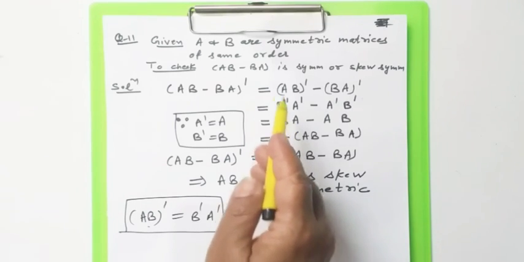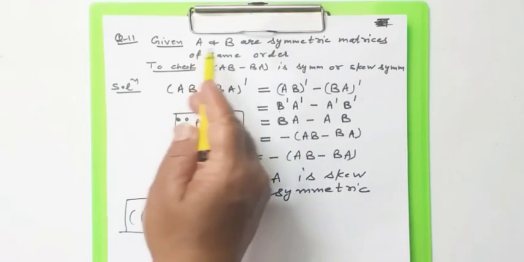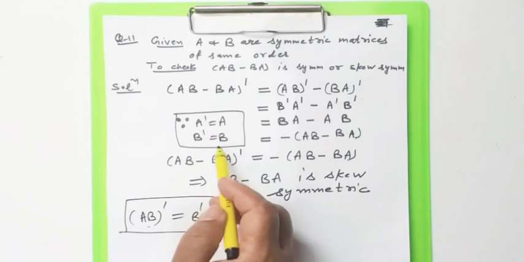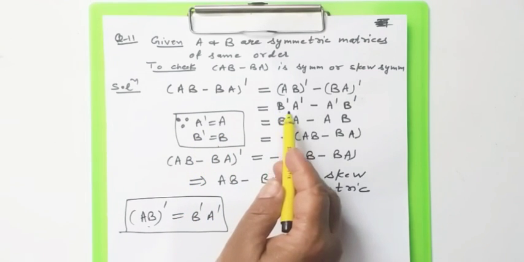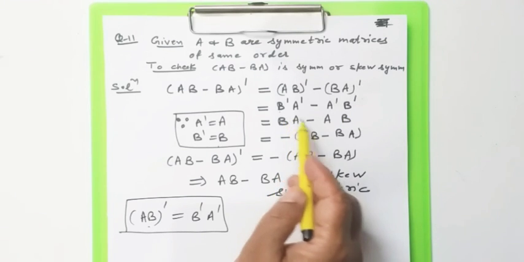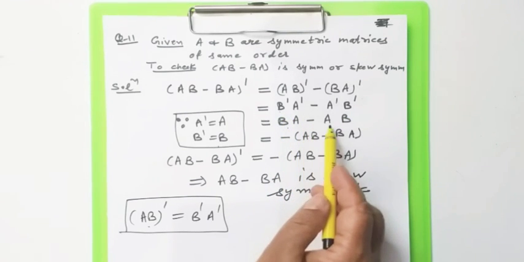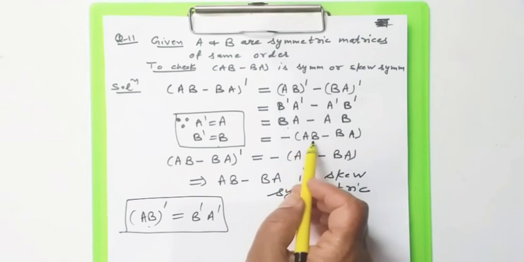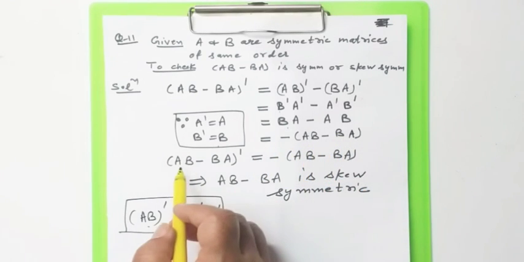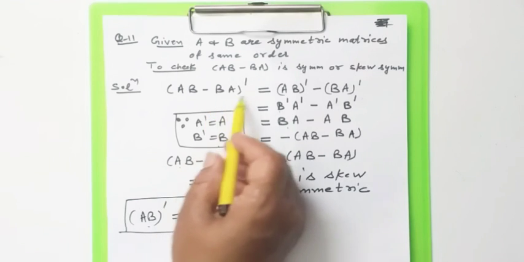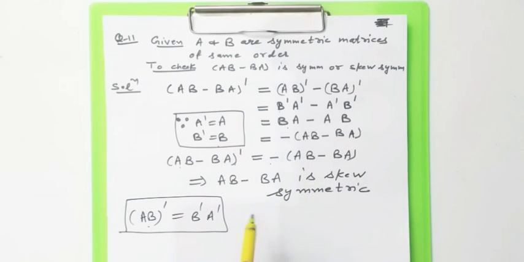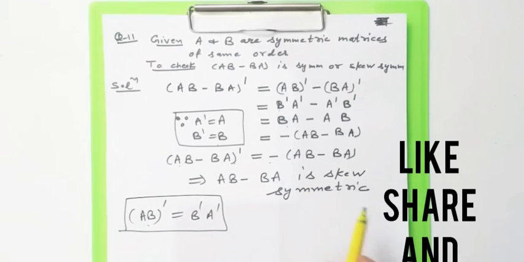Now we already know it is given to us in the question that A and B are symmetric matrices. That means A transpose is A, B transpose is B. So replacing A transpose and B transpose by A and B. So B transpose B, A transpose A. And here also, now I take negative common, so it becomes AB minus BA. So I got that AB minus BA whole transpose is equal to negative of AB minus BA. That means AB minus BA is a skew symmetric matrix.